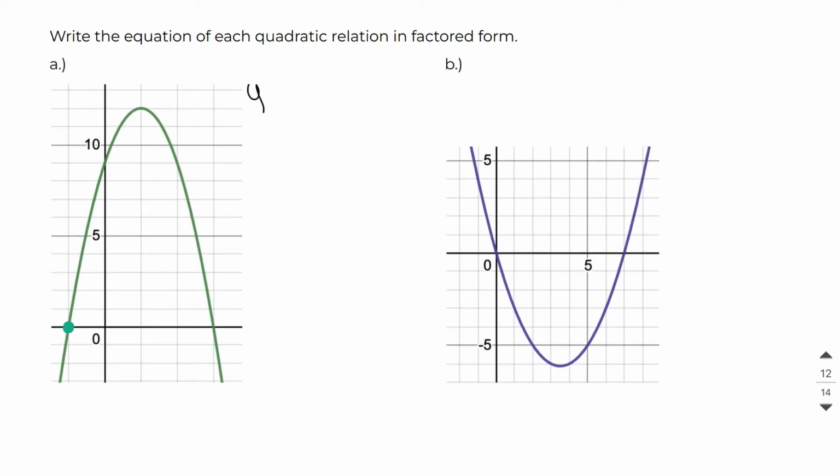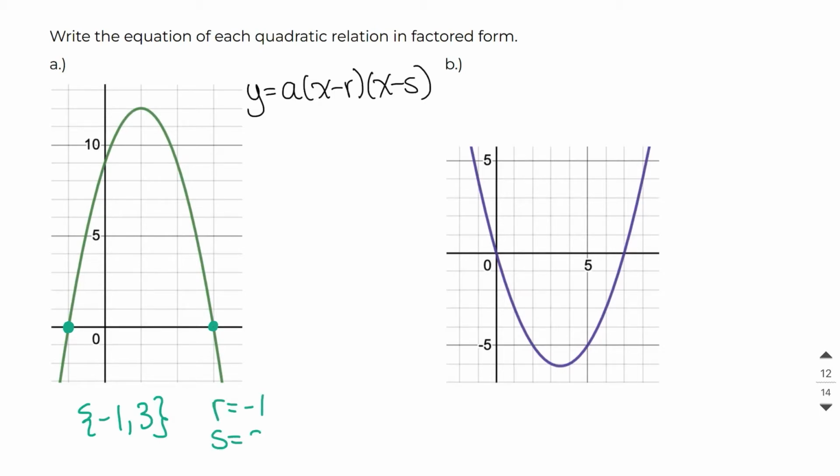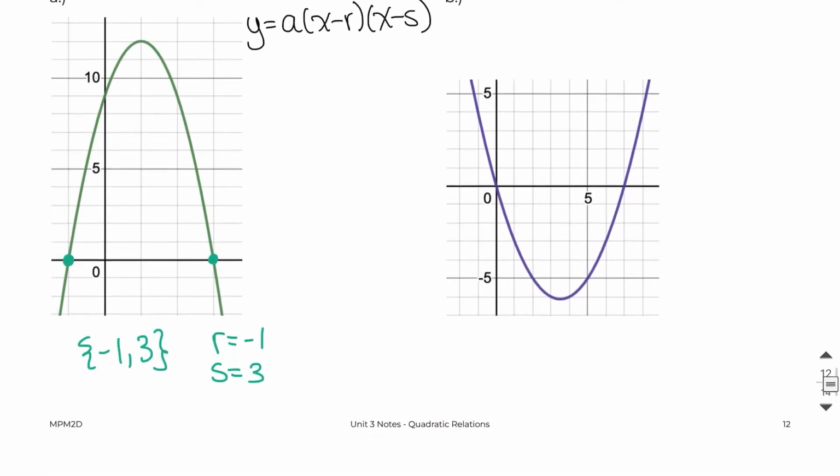So here I would have y equals a times x minus r times x minus s, okay? And we know that these values are our roots. So here our roots are at -1 and +3. It doesn't matter what order you put it in. I'm just going to say r is -1, s is +3, but you are fully allowed to say the opposite and say that r is 3 and s is -1, as long as you have the correct values there.